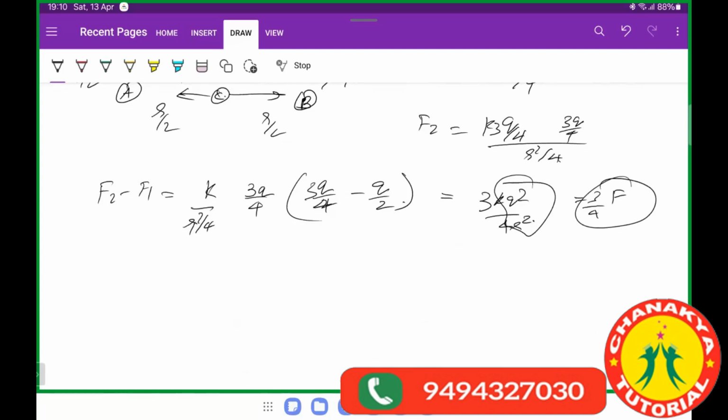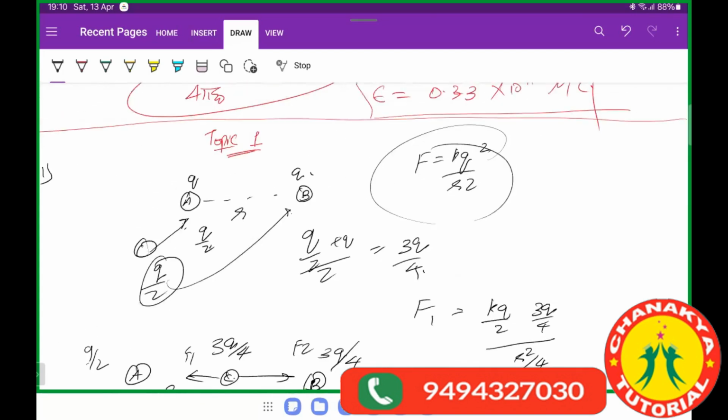Chandana, able to understand? Yes, sir. So we are just using properties of the charge.